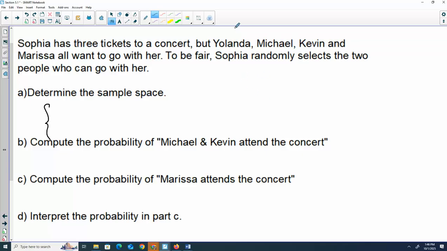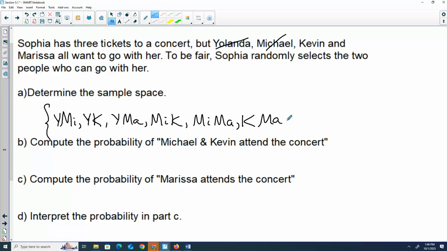Can I just abbreviate so I'm not writing my names? Absolutely. Okay. So I'm going to say Yolanda and I'll do MI for Michael. Or I could pick Yolanda and Kevin. Okay, that's every combination with her. Then I could do Michael and Kevin. Or Michael and Marissa. That's every combination with them. Alright, so that's every way I could pick 2 friends to go along.